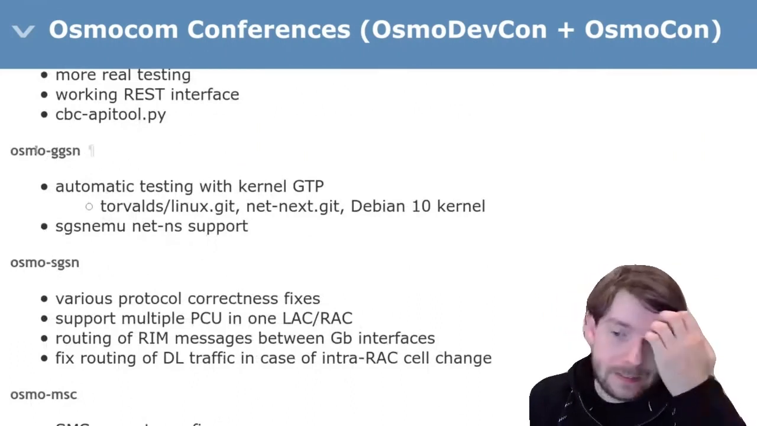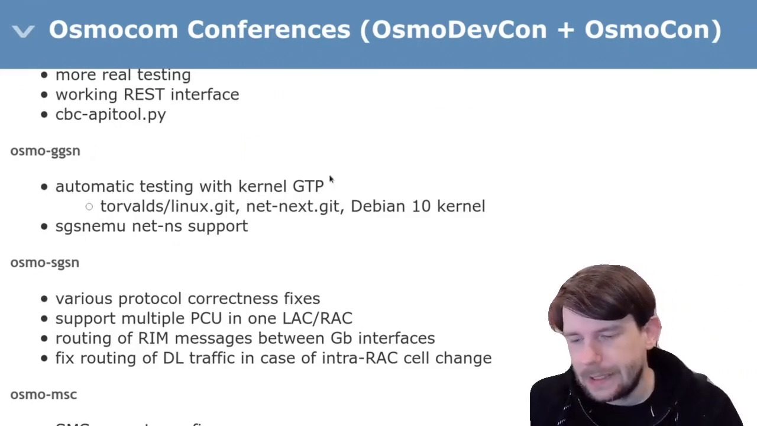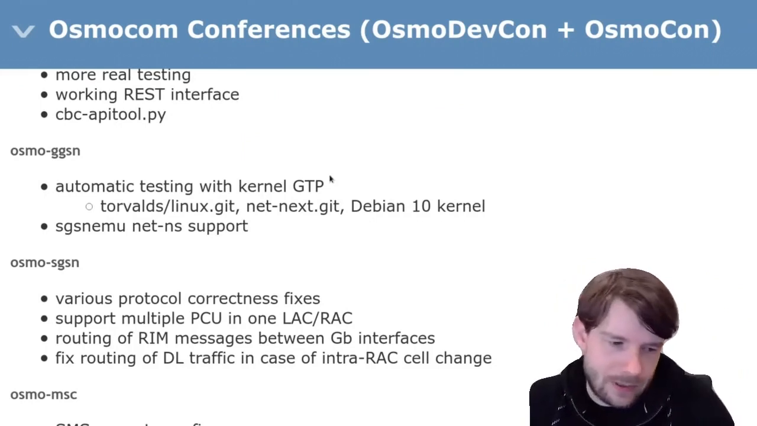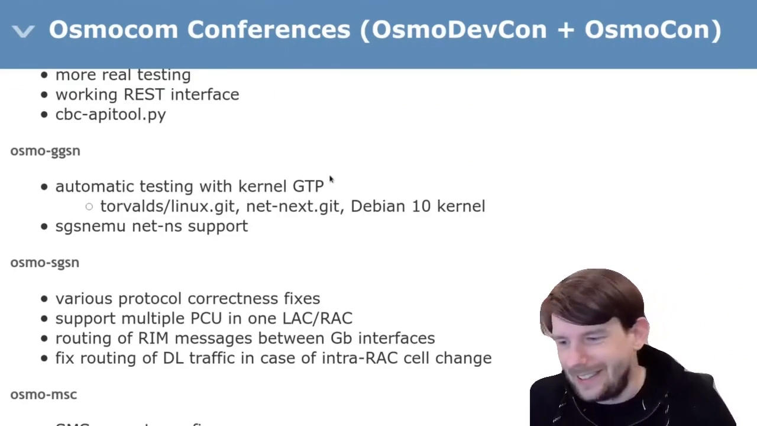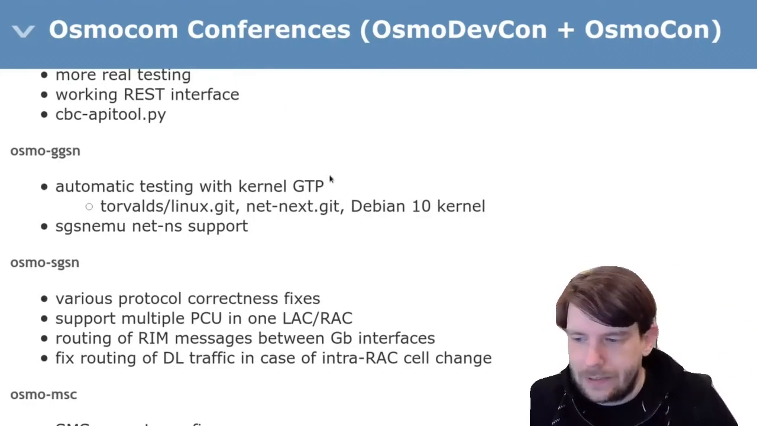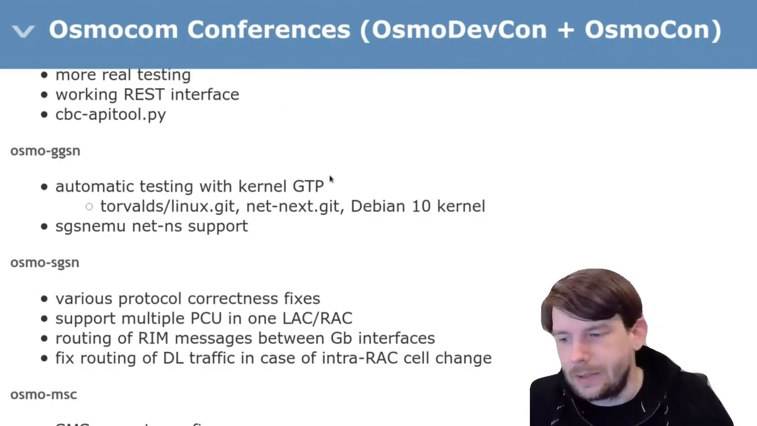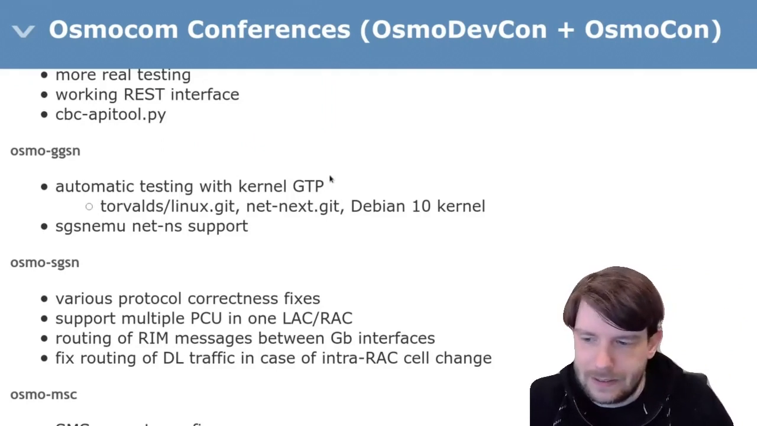On the GGSN, the gateway GPRS serving node, we now have automatic testing with kernel GTP. Some of you may know that Osmo GGSN supports doing the user plane in user space. So basically doing all the user IP encapsulation and decapsulation inside a normal user space application, inside a normal program. But there's an accelerated Linux kernel GTP driver and GTP tunnel driver in the kernel. And it can use that. However, we didn't have automatic testing for that yet, and that has been added now.